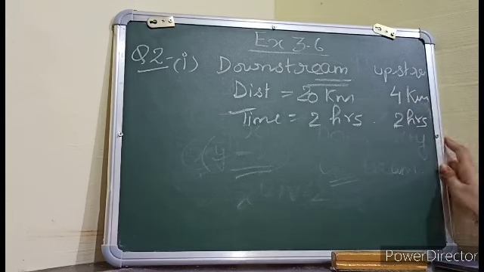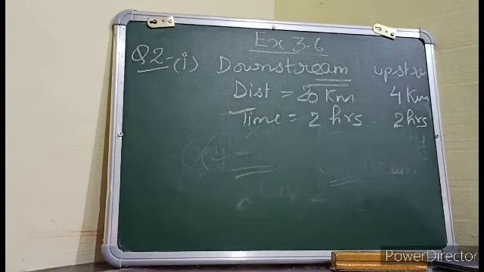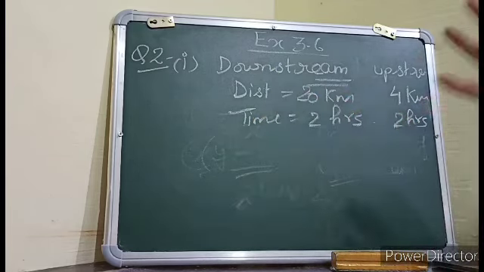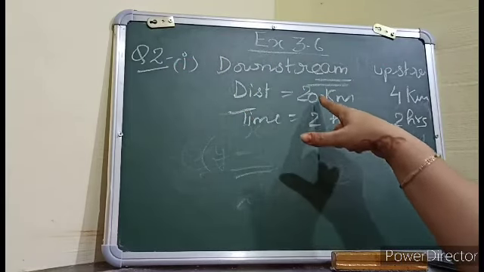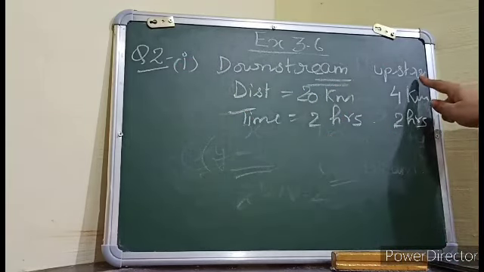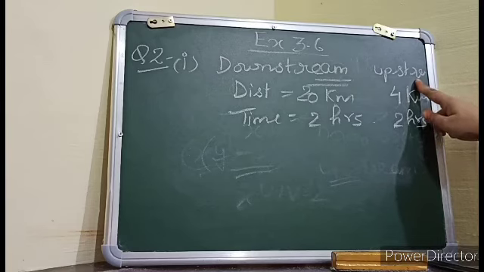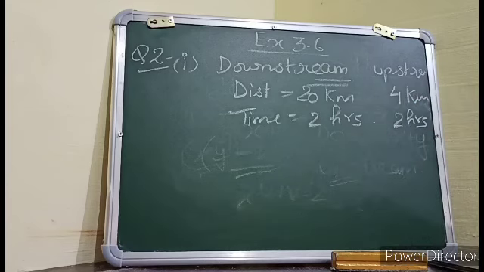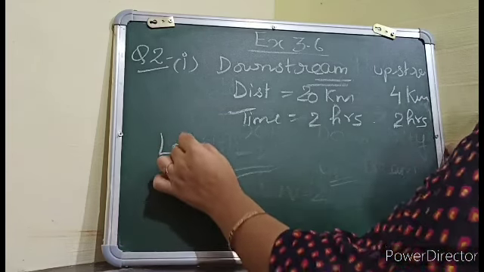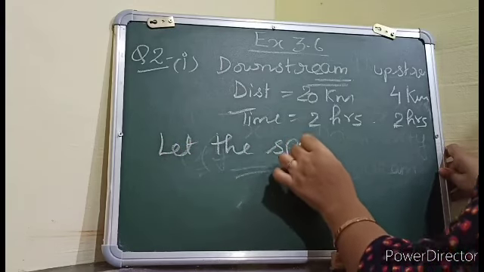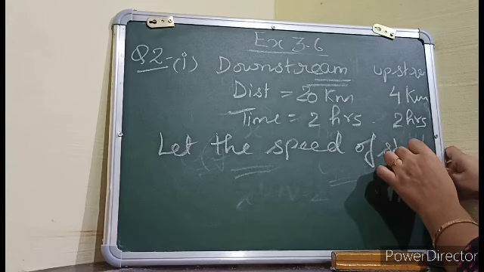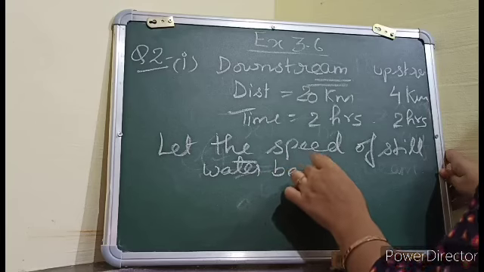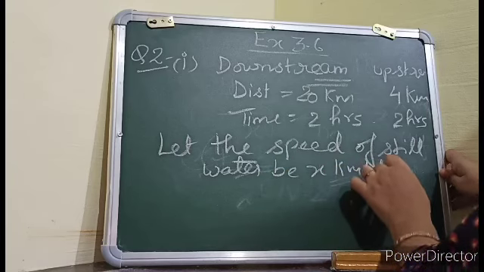Here also you can see, when Ritu is rowing along the stream, going downstream, along with the flow, she is covering 20 kilometers in 2 hours. And when she is going upstream, upstream means she is going against the flow, in 2 hours she can only complete 4 kilometers. So there also you can see the difference. Now how will we solve it? So the first step is, let the speed of still water be x kilometer per hour.